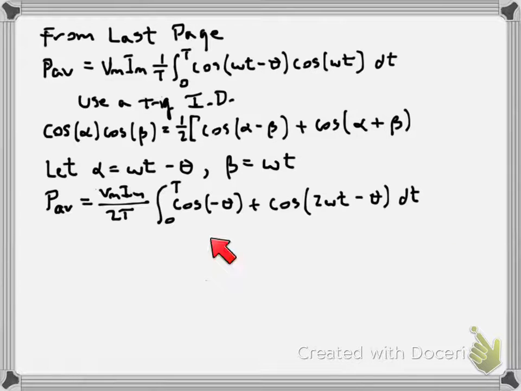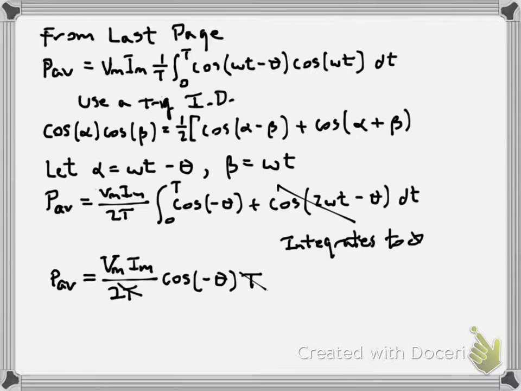Now if you look at this, this becomes two integrals. The first one is just cosine minus theta, which is a constant from 0 to T, so that just comes out of the integral. And the cosine 2 omega t minus theta integrated over one period of the function is going to integrate to 0. So you have the 1 over T here, and now you have the integral from 0 to T dt. That's just equal to T. And so the two T's cancel, and you're left with Vm Im over 2 cosine theta.